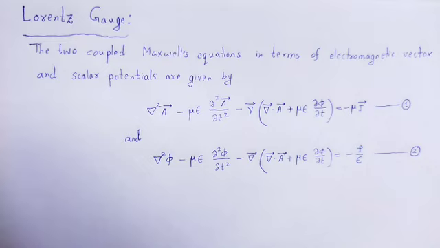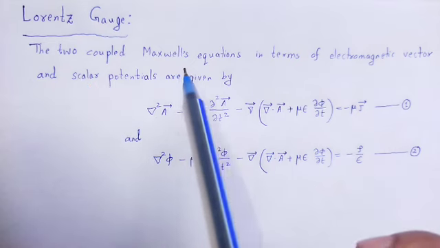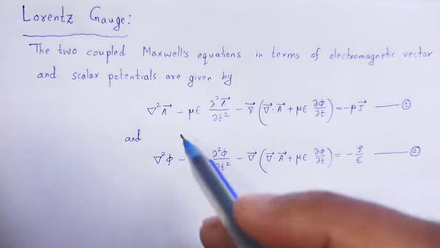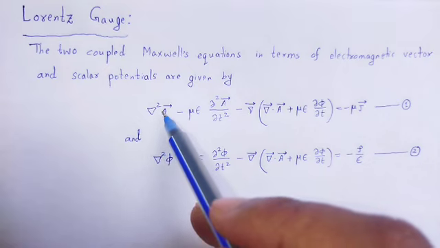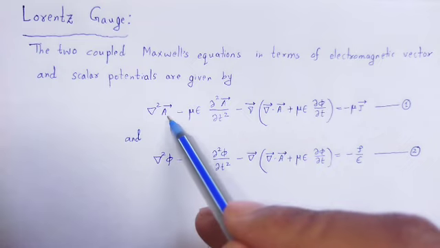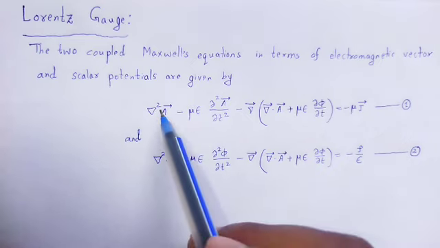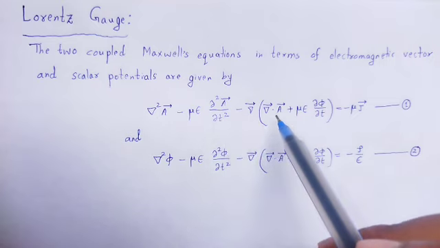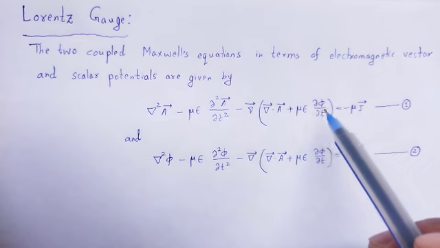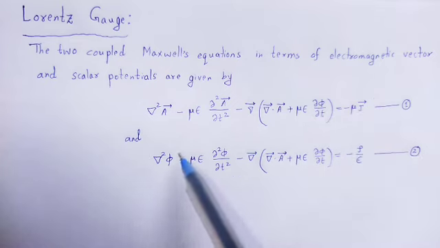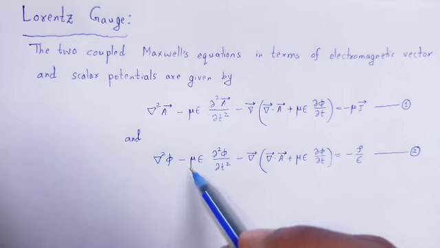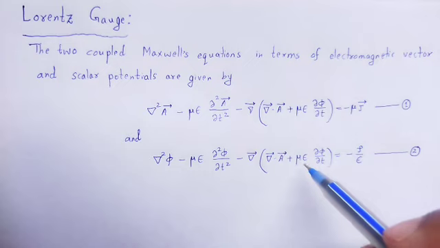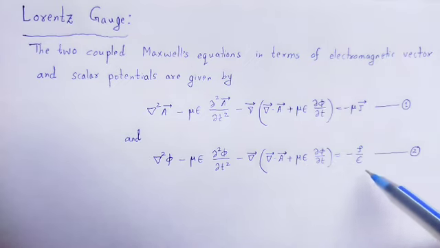We have already known the two coupled Maxwell's equations in terms of electromagnetic vector and scalar potentials. Two equations, one in terms of scalar potential, another in terms of vector potential, that is grad square A minus mu epsilon del square A divided by del T square minus grad of (grad dot A plus mu epsilon del phi by del T) is equal to minus mu J, and another one, grad square phi minus mu epsilon del square phi divided by del T square minus del T of (grad dot A plus mu epsilon del phi by del T) is equal to minus rho by epsilon.